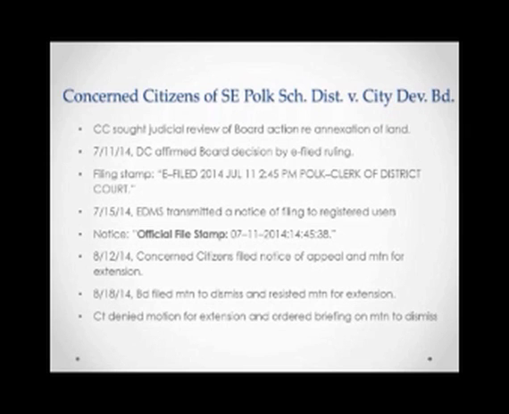Now, on August 12th, a notice of appeal was filed in the case. Also, a motion for extension was raised. The board subsequently filed a motion to dismiss as the appeal was untimely. They resisted the motion for extension. The court denied the motion and ordered briefing on the motion to dismiss.